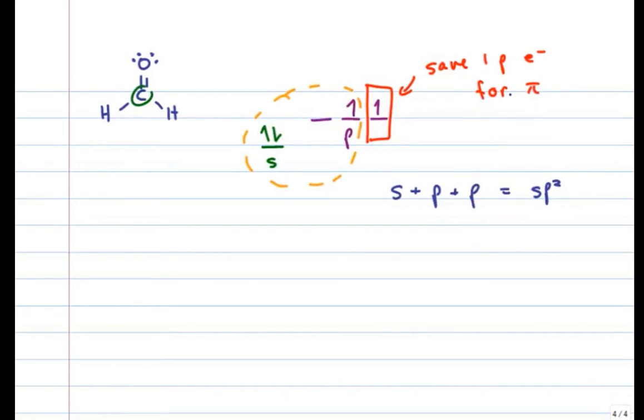So carbon here is sp2 hybridized, and the pi bond is formed with a p orbital overlap, and the pi bond is not hybridized. What do you think the hybridization is going to be for the oxygen atom?